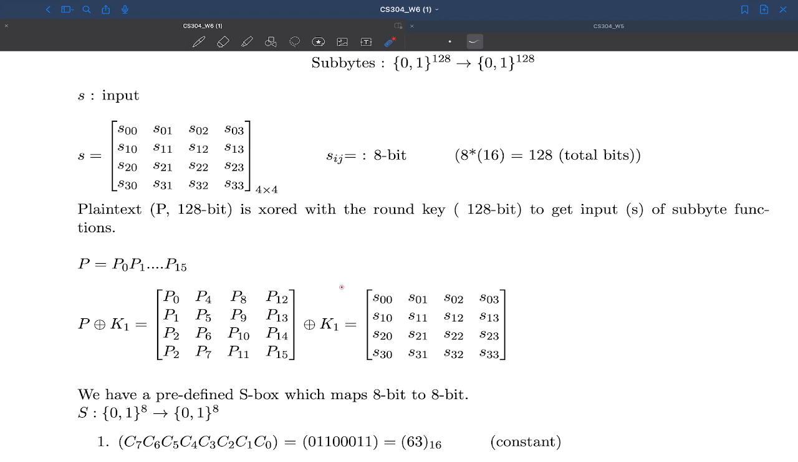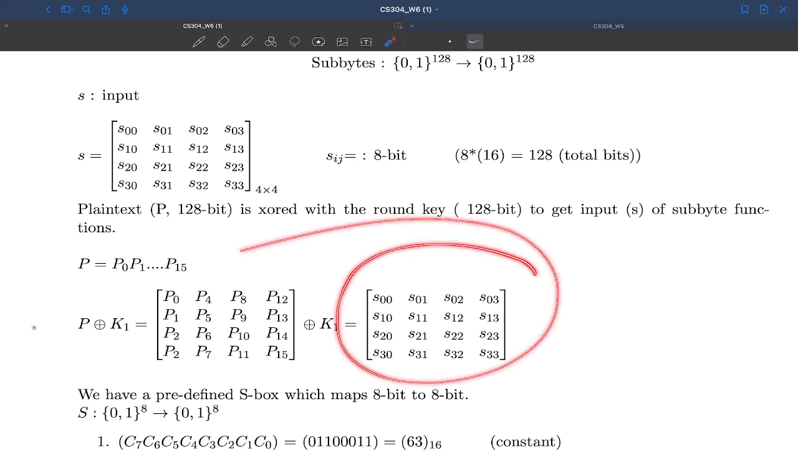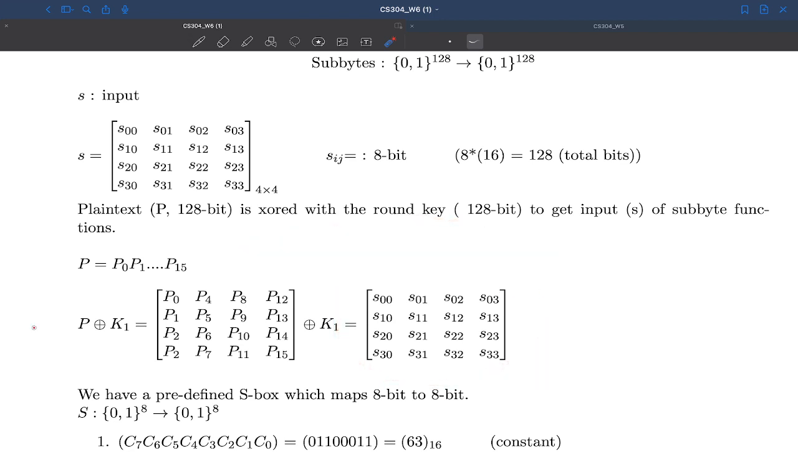And that is also of 4 cross 4, and that key is also of 128 bits. Each entry of this K1 is 8 bits. How we are creating this K1, we will learn in the key scheduling algorithm. But when I get this K1 matrix, I XOR this matrix with my plain text matrix, and then I get a different matrix of 4 cross 4. Now this will serve as the input of the sub-byte function. Now I will apply sub-byte on this matrix.